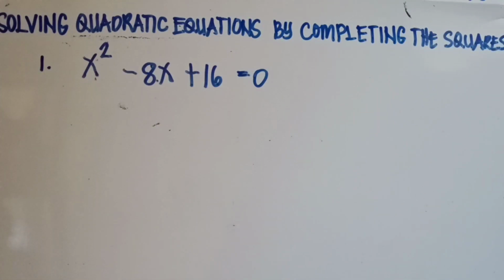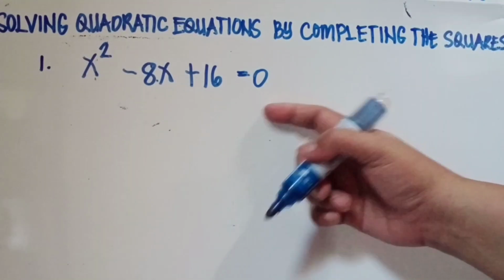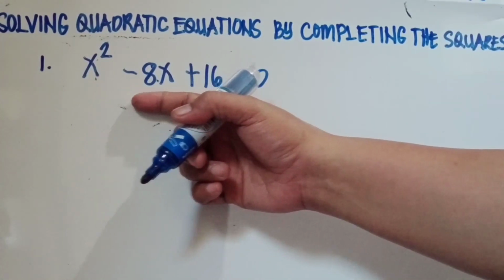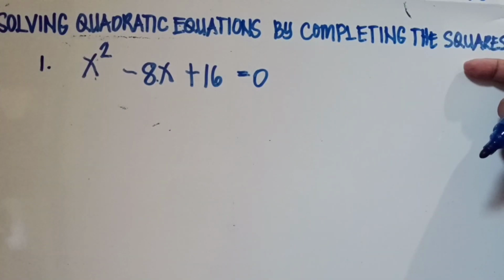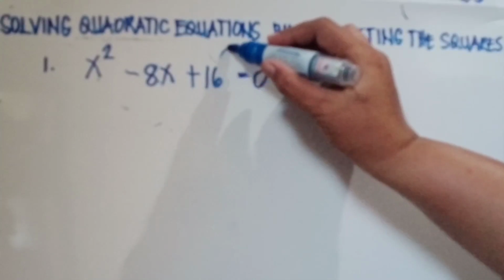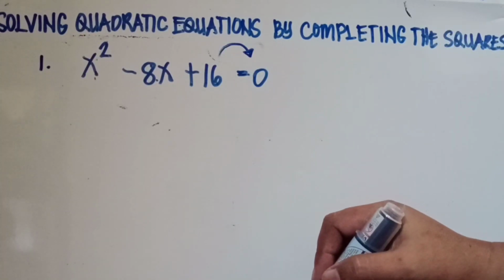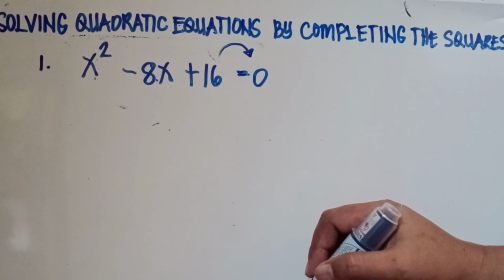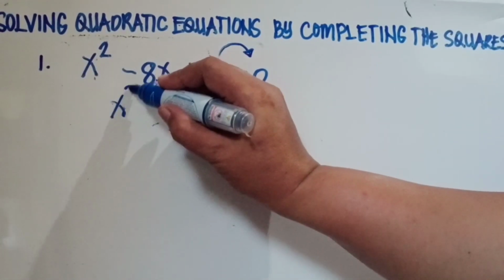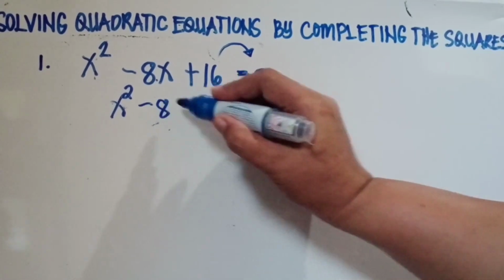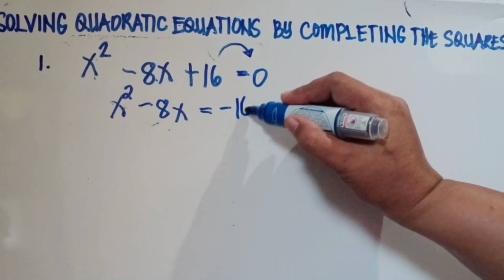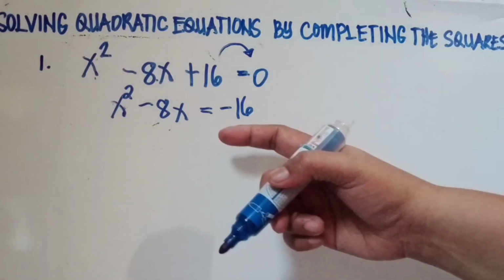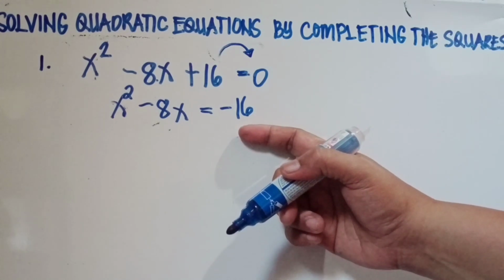Now, we are going to solve quadratic equations by completing the square. Our first example is x squared minus 8x plus 16 equal to 0. So, in solving quadratic equation by completing the square, ang unang gagawin natin is transpose the constant term to the right side of the equation. Okay. So, ang matitira lang sa left ay yung mga terms na merong variable x. So, we have here, so from positive, 16 will become negative. Then, after transposing 16 to the right side, ito, we have negative 16.